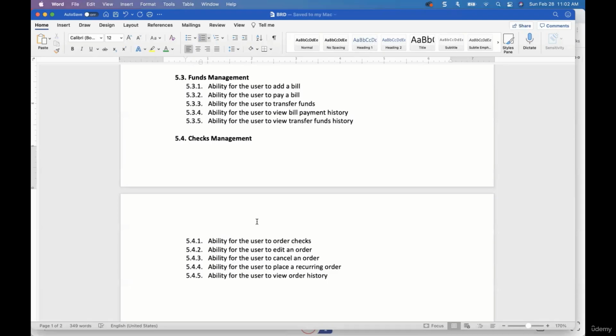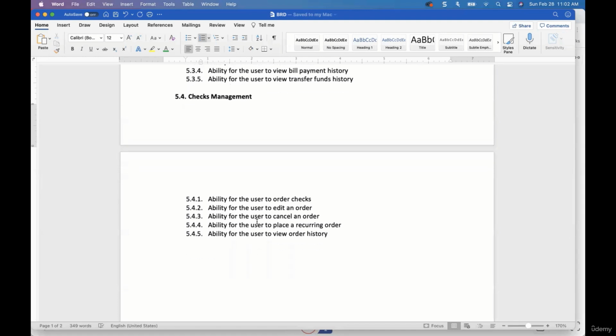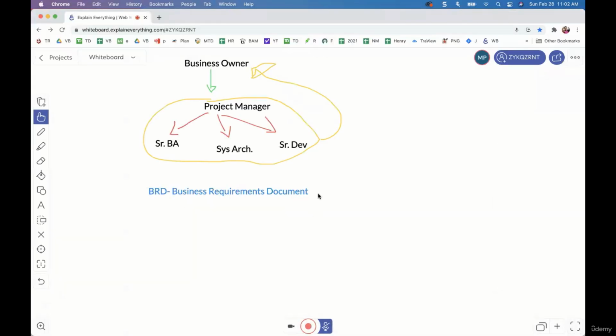Yes, so you want to take a sign off. That's the most important thing. So you review this document with the business owner and you say, have I captured everything that you want in this project? And if the business owner says yes, then you want to take a sign off. Once you take a sign off, it means that you have gathered the scope of the project. Your project scope is locked now. Nothing will change.